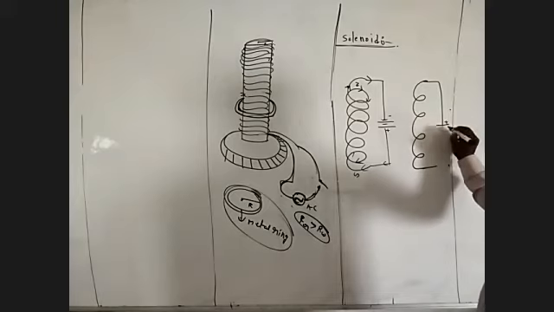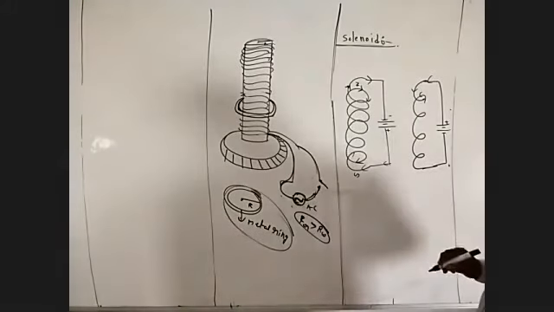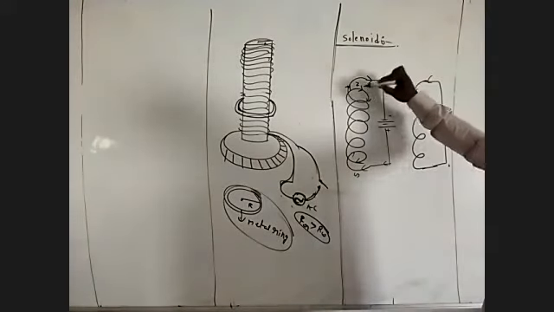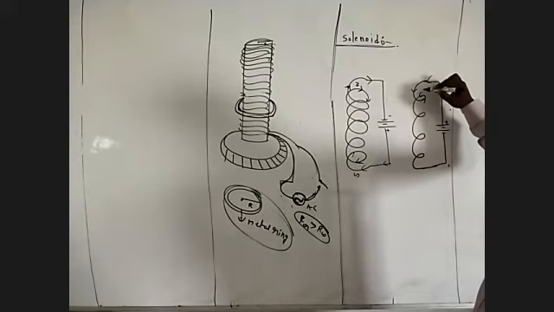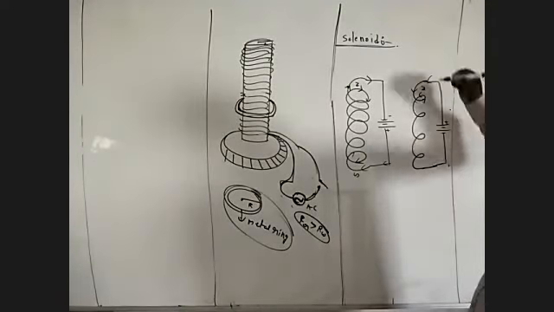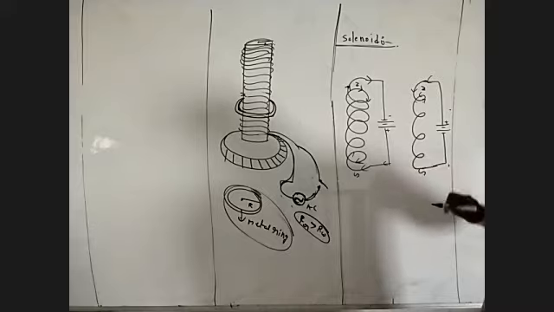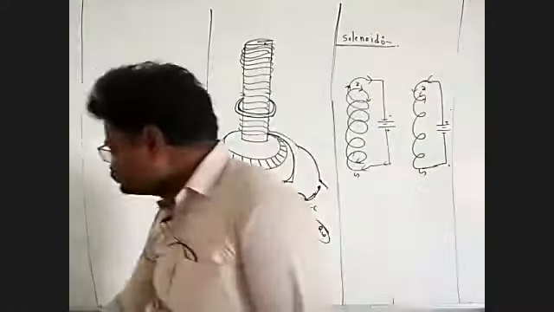Suppose the connection is reversed, positive and negative. So what will happen in this situation? This is an anti-clockwise direction. The current is in an anti-clockwise direction. This end acts as a north pole, and this end acts as a south pole.